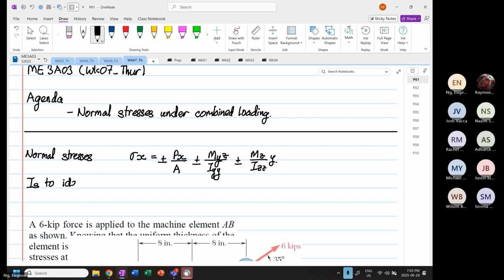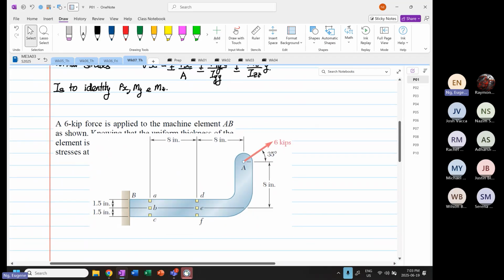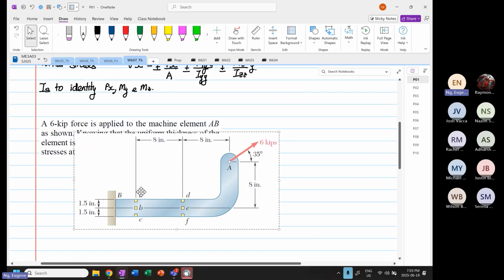The most important thing about this formula is to identify the Px, My, and Mz. If you fail to determine any of these, your stresses in a particular direction are impossible to determine. So let's go by looking at this example over here.